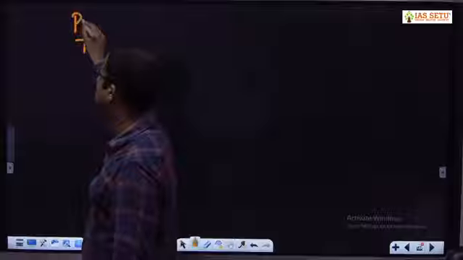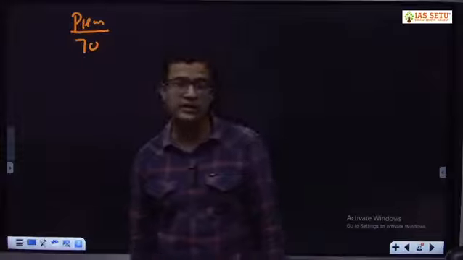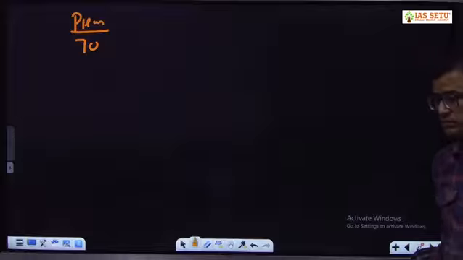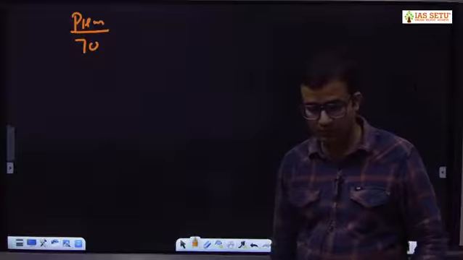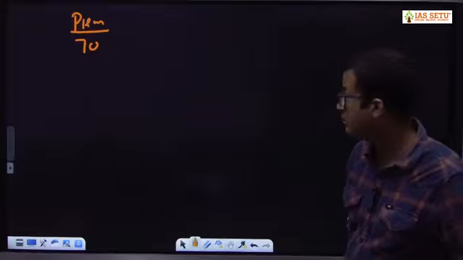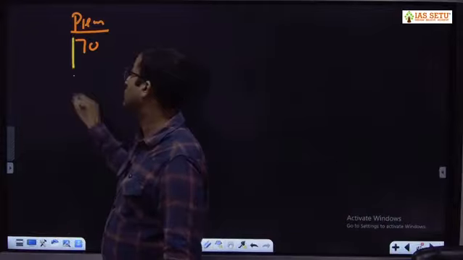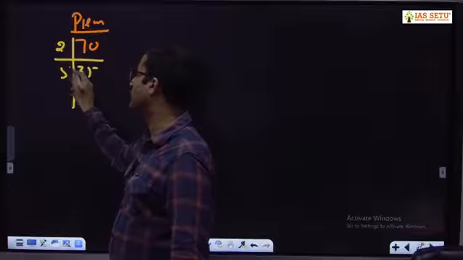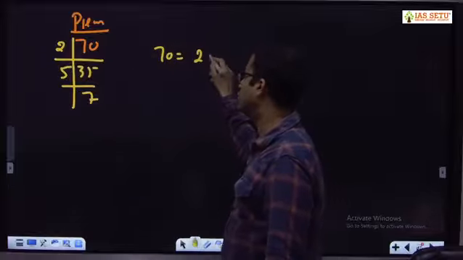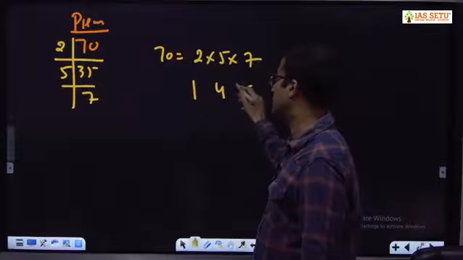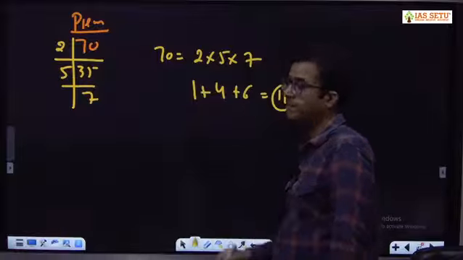Try this. Number of pieces 70. For 70 pieces, what is the minimum number of cuts required? So now here we have to take 2 common 35, 5 common 7. So 70 is 2 into 5 into 7. 2 pieces 1 cut, 5 pieces 4 cuts, 6. So it is 11.